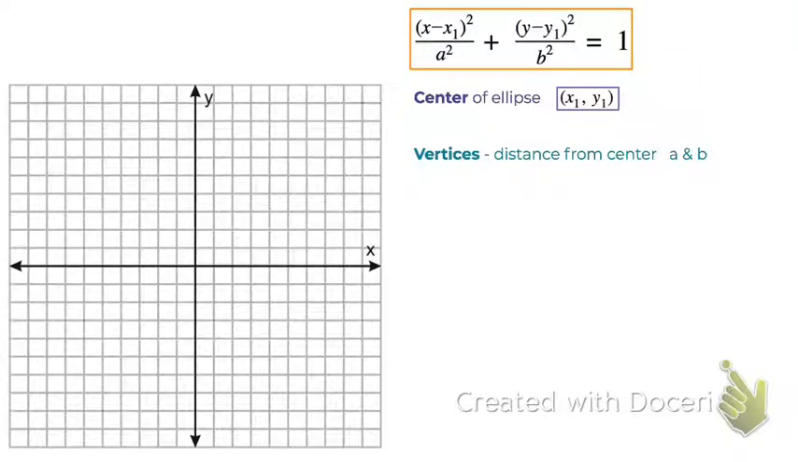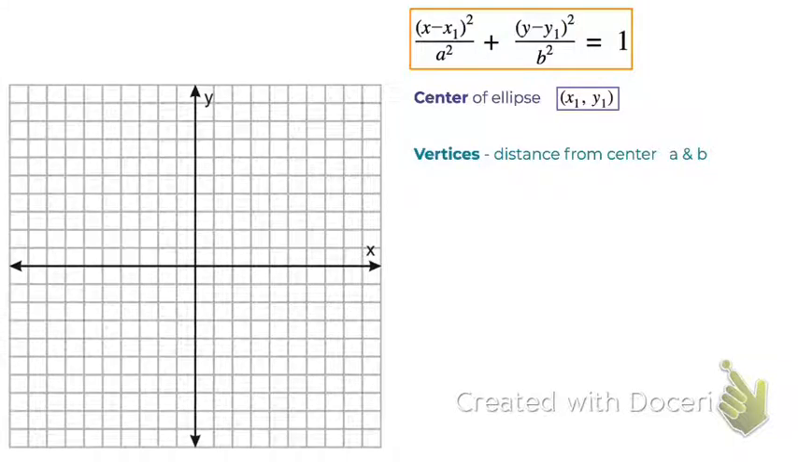All right, first we're going to explore the ellipse and what it looks like when we graph it and what the equation looks like. And then we'll graph some ellipses when we're given an equation. So first off, let's just draw an example of an ellipse.